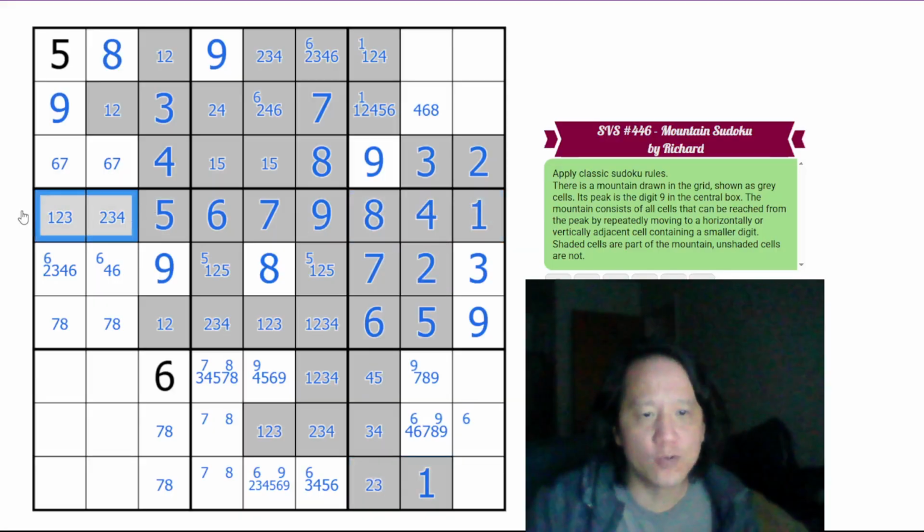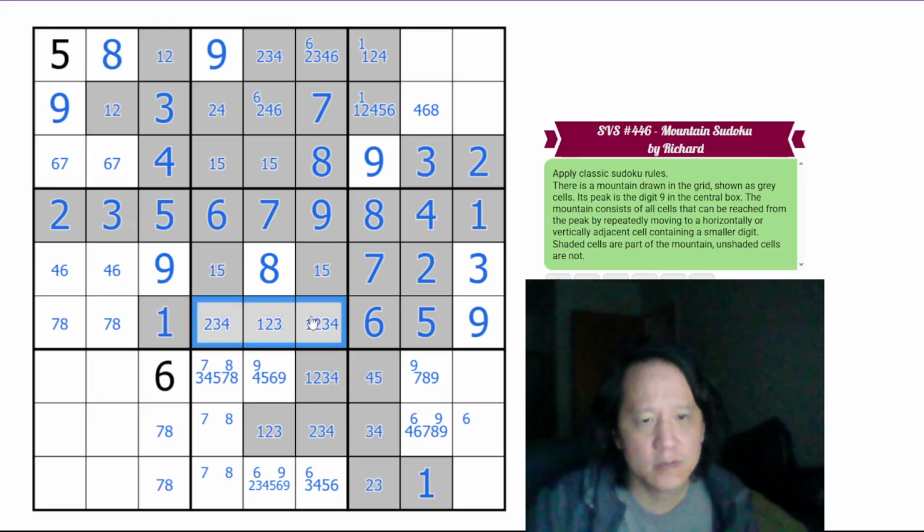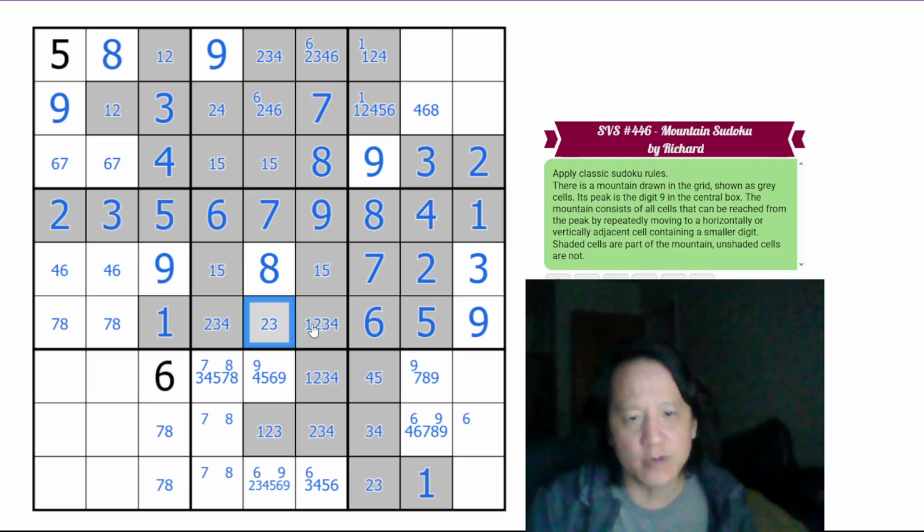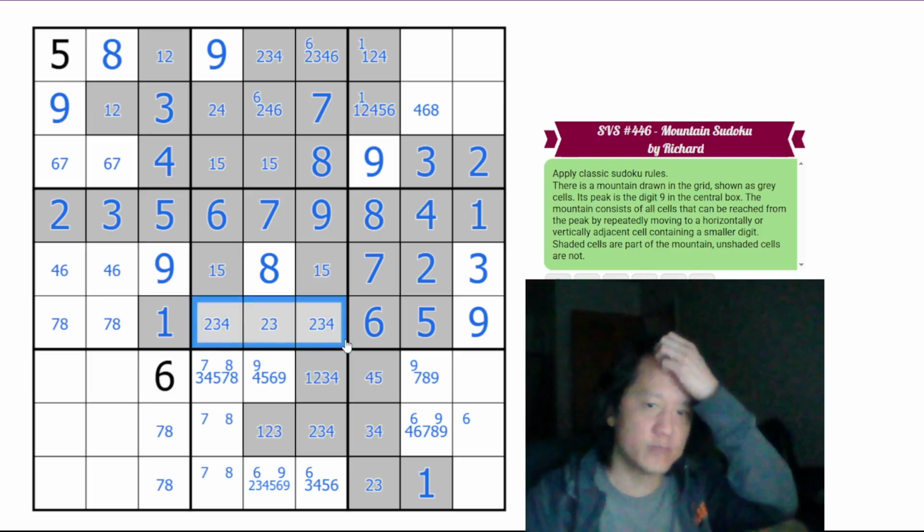No 1 or 4 here. This digit must be smaller than that, so this is 3. This is 2, which eliminates 2 and 3 here. This cannot be 2. This is a 1, 5 pair. This digit has to be 1, so it cannot be 1 here. This is 2, 3, 4 as a triplet.